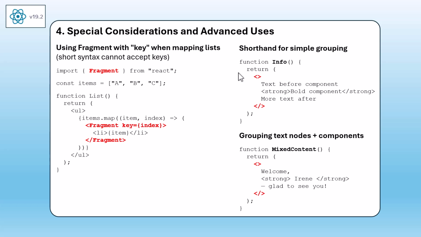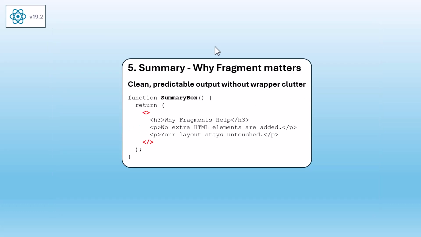In most regular cases, when you're simply grouping a few elements, the shorthand syntax works fine and is more convenient. For grouping text nodes and components together, when you need to mix raw text and elements at the same level, a fragment can be a clean way to keep them together without adding wrapper markup. 5. Summary. Why fragment matters.